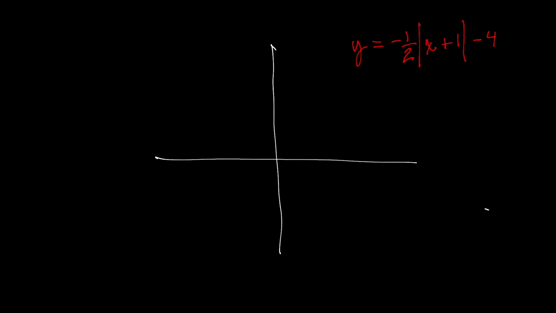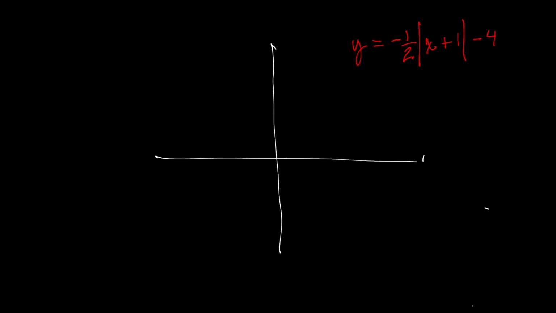Okay, so here's a function that will combine a couple of the things that we've just been talking about. Notice it's also going to be combining some of the rigid transformations. So this is just going to move stuff left and right. It's going to move it 1 unit to the left, 4 units down. But on the outside, not on the inside, this is going to shrink it vertically by a factor of 1/2. And then it's also going to be flipped over the x-axis.